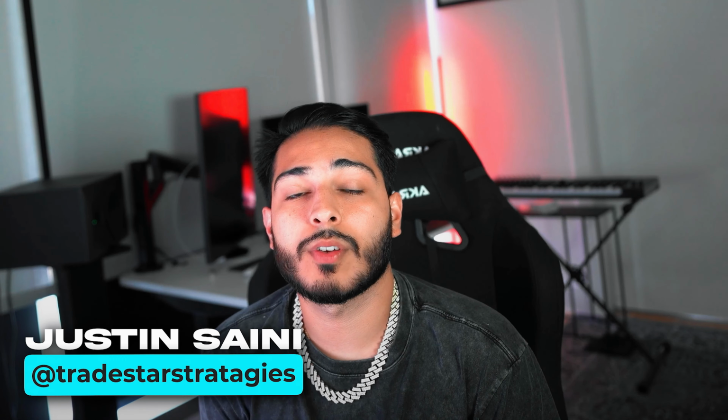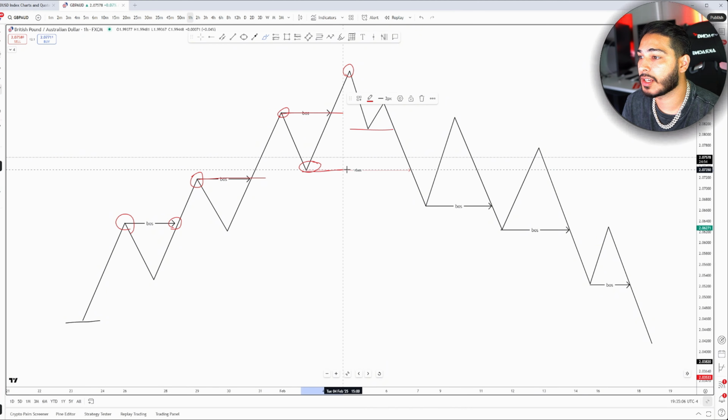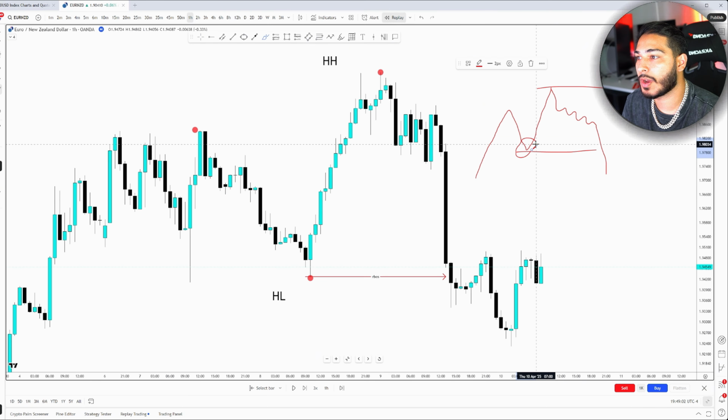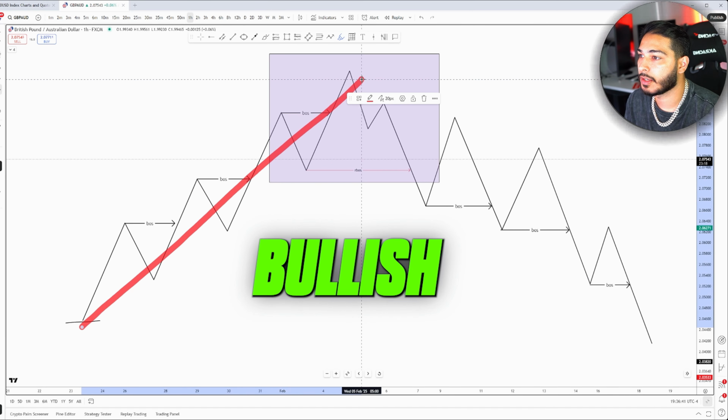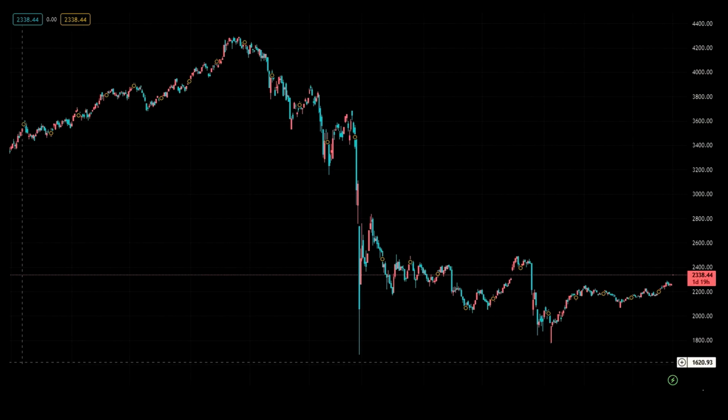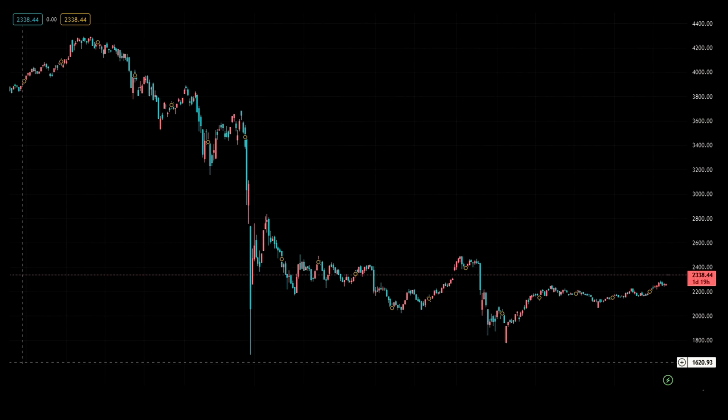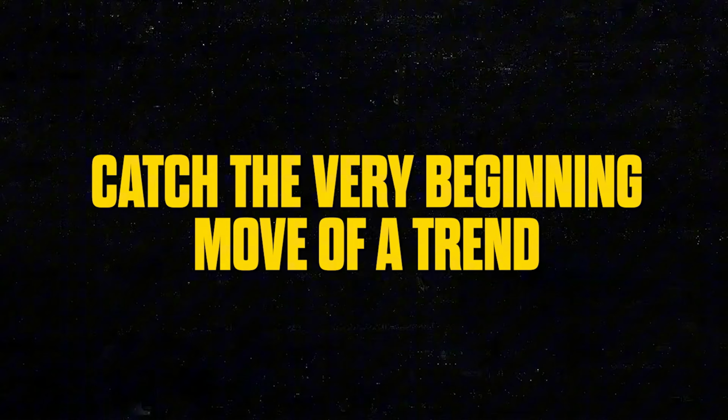So guys, one of my favorite setups when it comes down to trading is reversal patterns. By far, this is my favorite setup out of all the different entry models I trade. I like trading continuations, but my favorite setup by far is catching reversals, whether it's a bullish reversal or a bearish reversal. The reason I enjoy trading these reversal stick patterns and reversals in general is just because I'm able to catch the very beginning move of a trend.